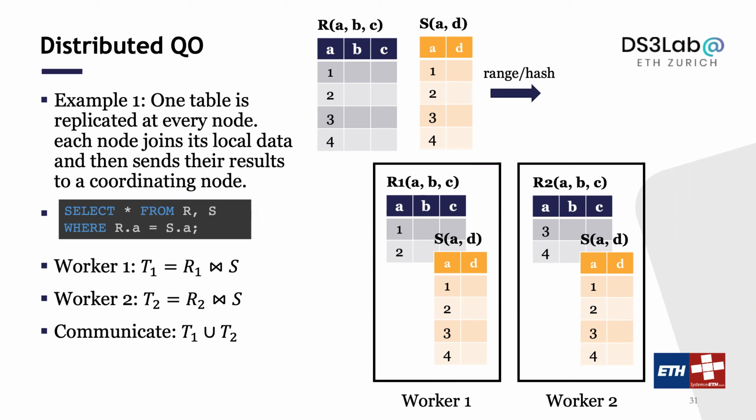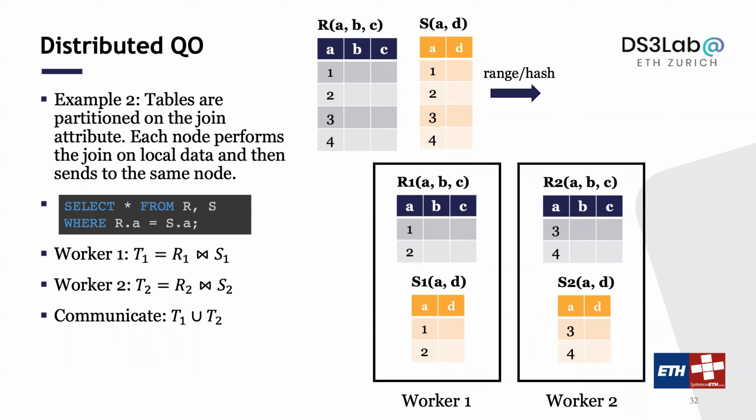So in this case, if you want to do R join S, for worker one, you calculate R1 join S. For worker two, you calculate R2 join S, and then you communicate the result and union them back. So that's something you could do. Here you need to broadcast S to multiple machines, which could be slow, but it depends on what benefit you can get.